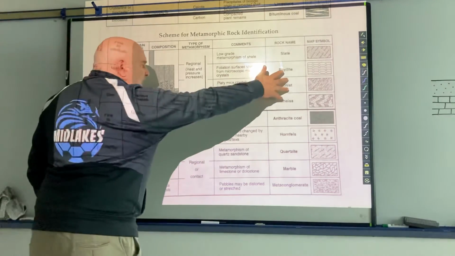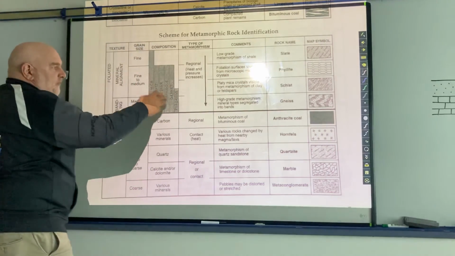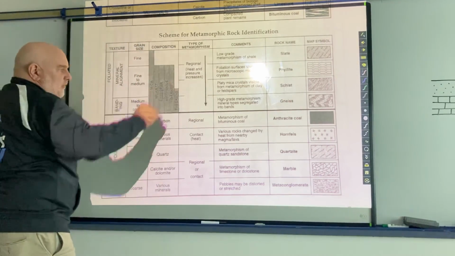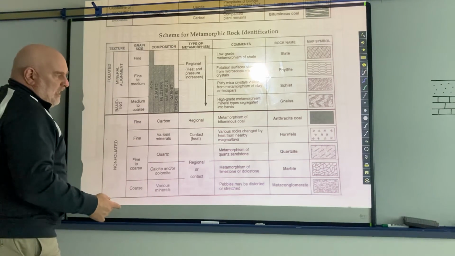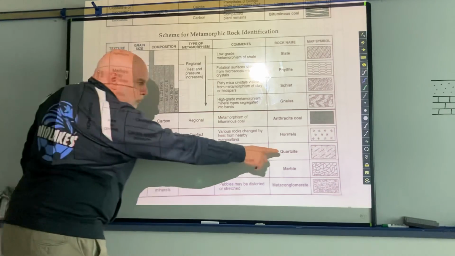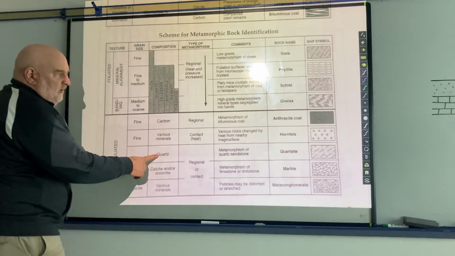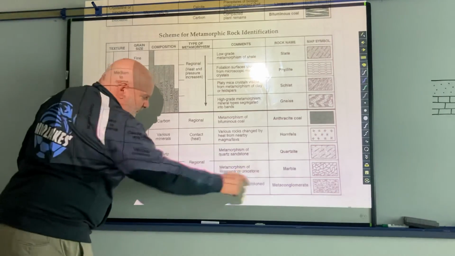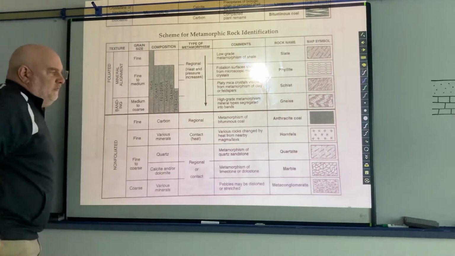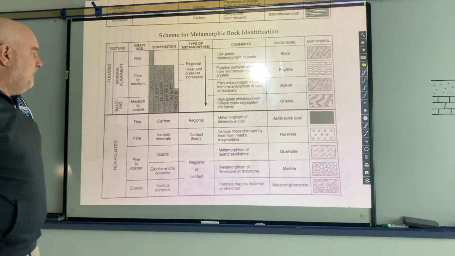So these guys usually have a lot of different types of minerals in them, where the non-foliated ones typically have a more uniform composition. So quartzite just has quartz in it. Anthracite coal just has carbon in it. Marble just has calcite or dolomite in it. So it's more set composition.